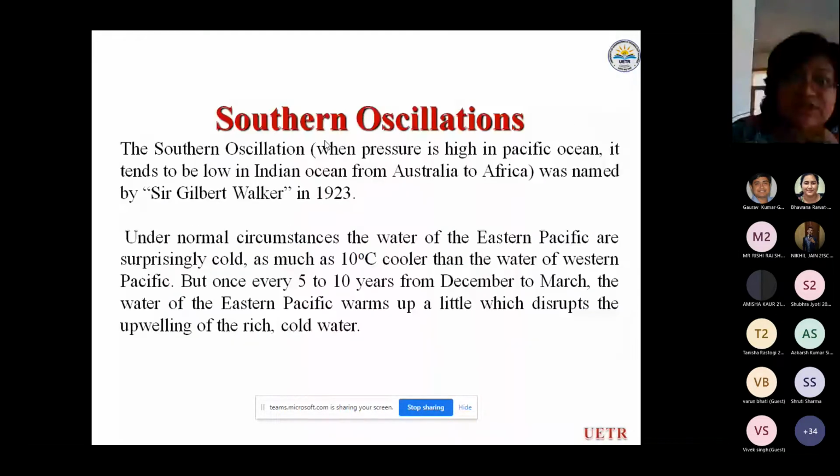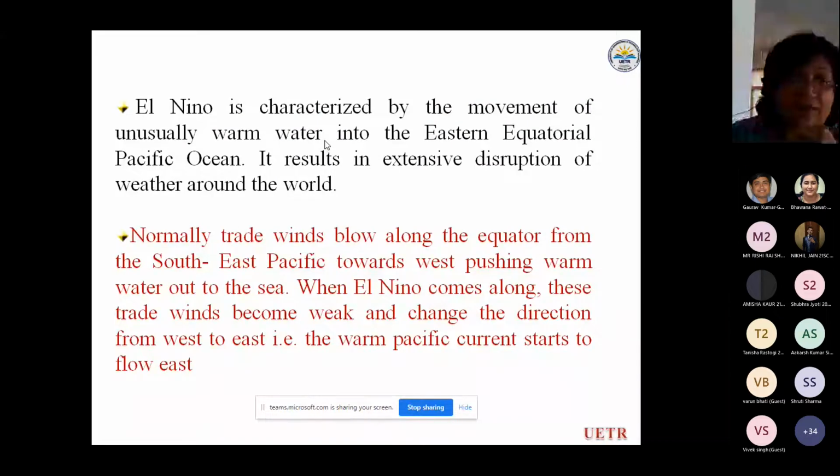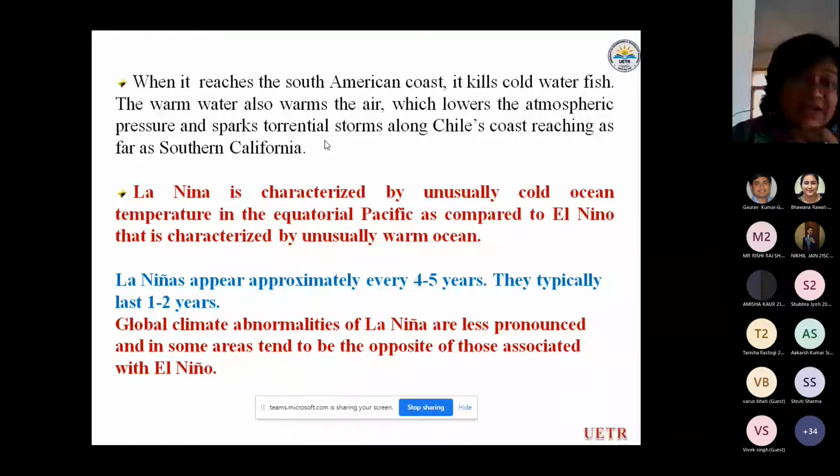So what is the difference between the El Nino and the La Nina condition? El Nino is characterized by the movement of usually warm water into the eastern equatorial Pacific Ocean. That results in extensive disruption of the weather around the world. So when El Nino comes along, the trade winds become weak and change direction from west to east. That is, the warm Pacific current starts to flow east. And La Nina is characterized by usually surprisingly cold ocean temperature. So both phenomena, El Nino and La Nina, are responsible for changing our climate, changing the precipitation pattern, all of these things.